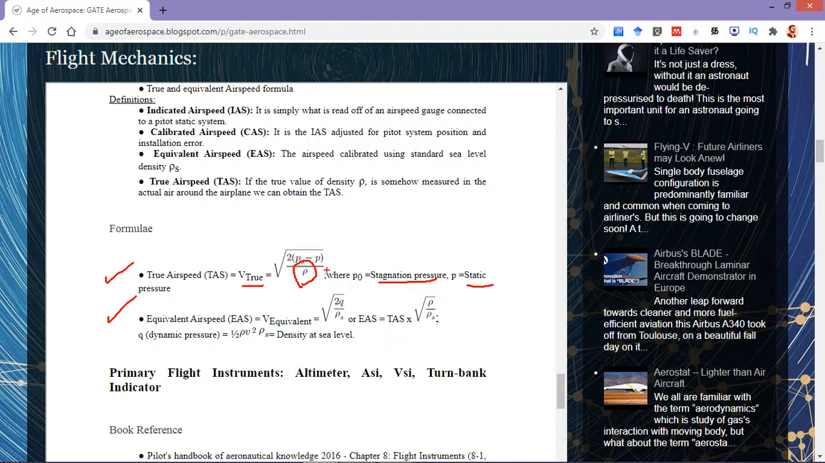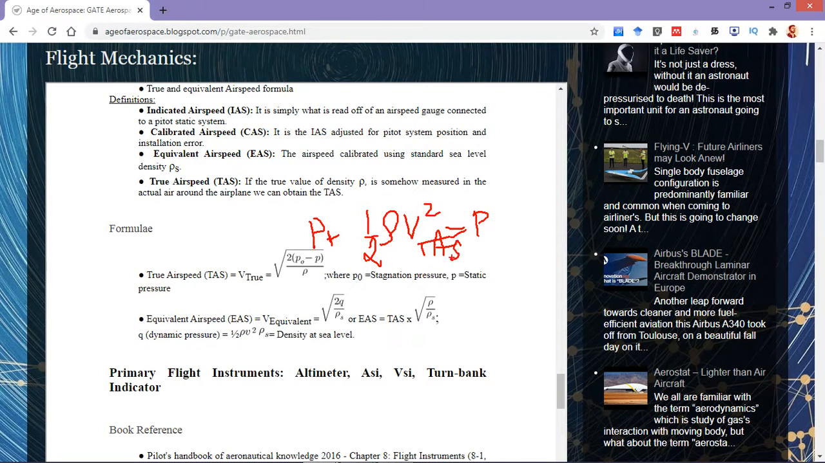This is basically derived from Bernoulli's equation, that is, P plus half rho v squared is equal to P naught. By rearranging this, we obtain the V_TAS. So this is how we basically derive it. We have discussed this in the corresponding lecture.